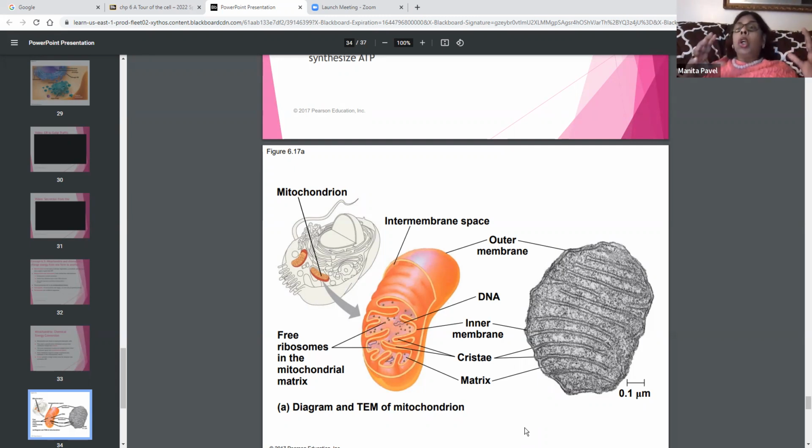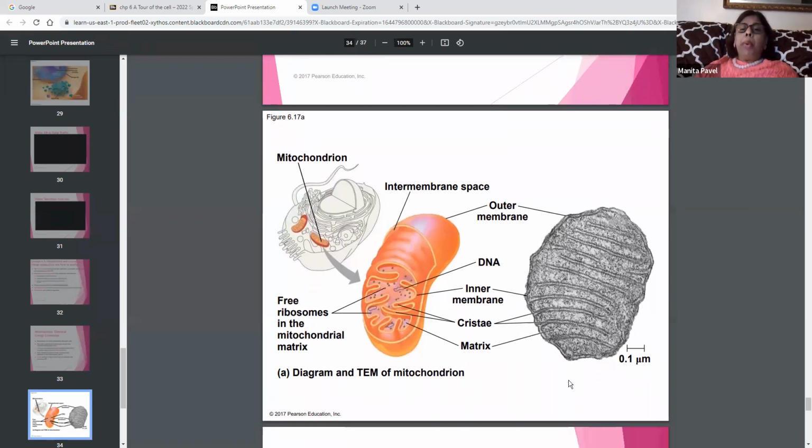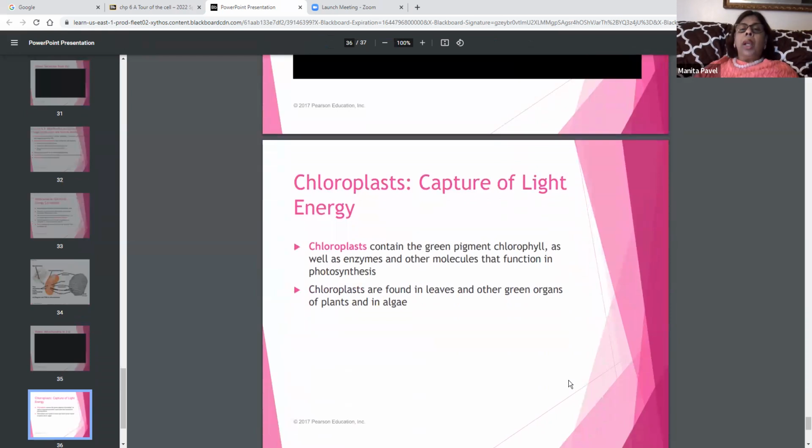And I want you to look into glycolysis, the breakdown of glucose sugar, C6H12O6. Glycolysis is one process in cellular respiration. This is a TEM of the mitochondria. So we've seen the importance of mitochondria. Now, the last organelle that we're going to talk about would be chloroplast. Chloroplast is a typical plant cell organelle.